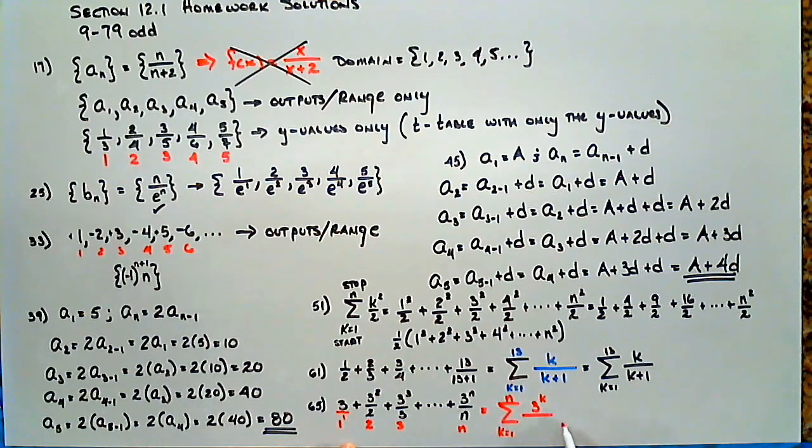Who goes on the bottom? Well, on my first term, a 1 does. On my second term, a 2 does. On my third term, a 3 does. On my nth term, n does. So on my kth term, k does. And we're done.